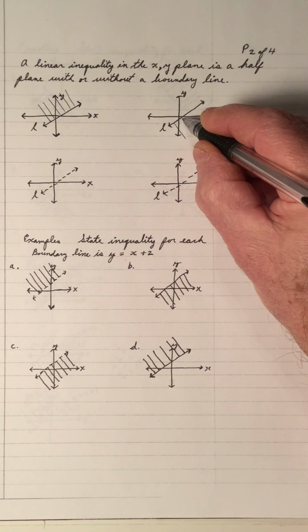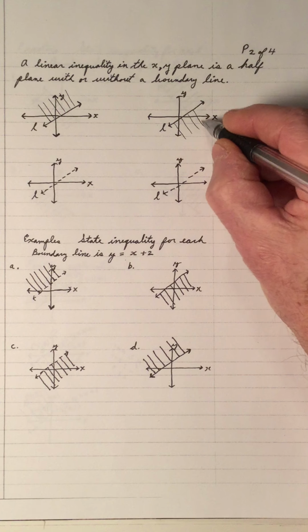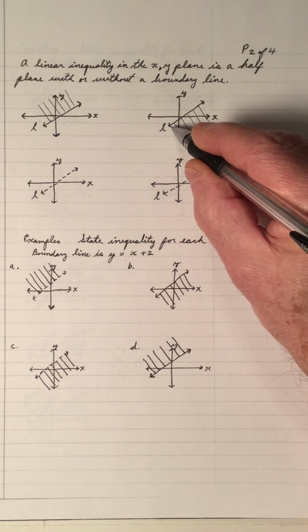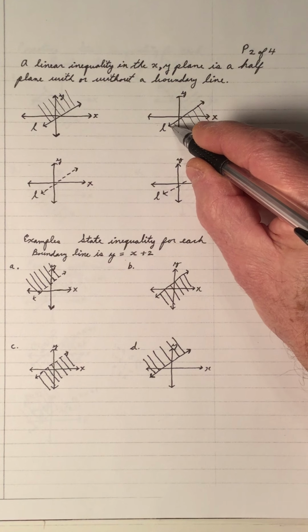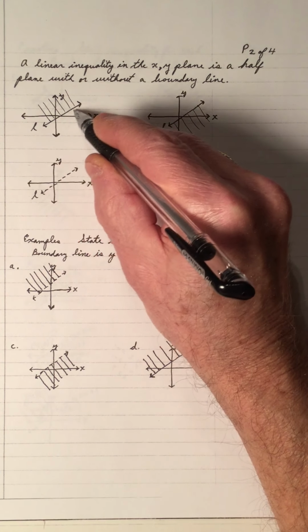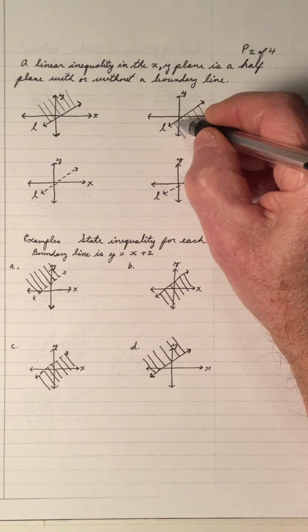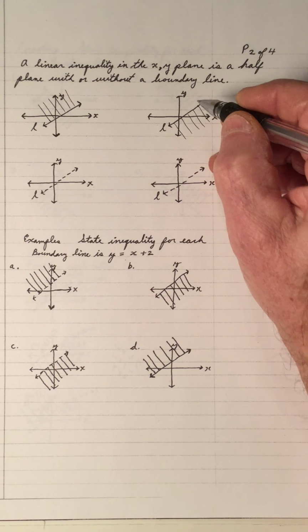Or I could also shade on the other side. So this is all the points below this line, including the boundary line. Notice when the boundary line is solid, it's included.